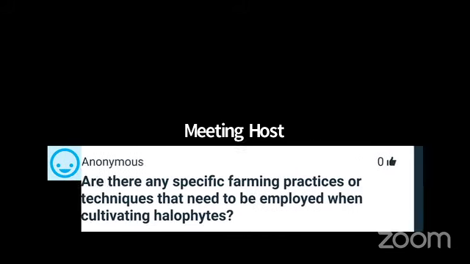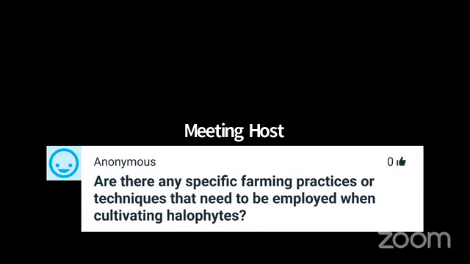Okay. Are there any specific farming practices or techniques that need to be employed when cultivating halophytes? No, not any specific technique, because they are already salt tolerant. If we grow any non-salt tolerant crop in saline areas, we use specific techniques like sowing on the burns and leaching. These are all techniques for management of saline soil. But as halophytes are already salt tolerant, they don't need any specific requirement for managing the salt in the soil. The plant does that automatically. So there is no specific farming technology for them.